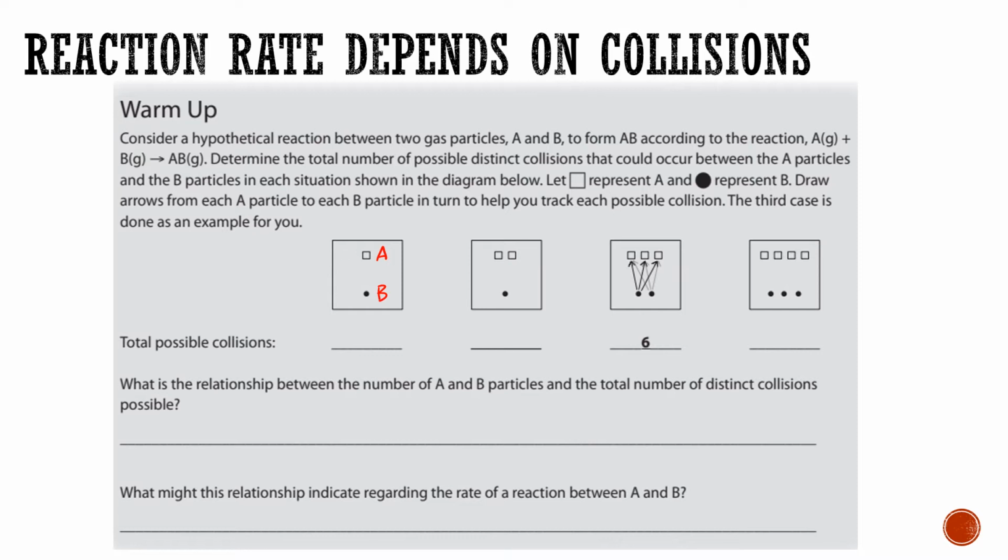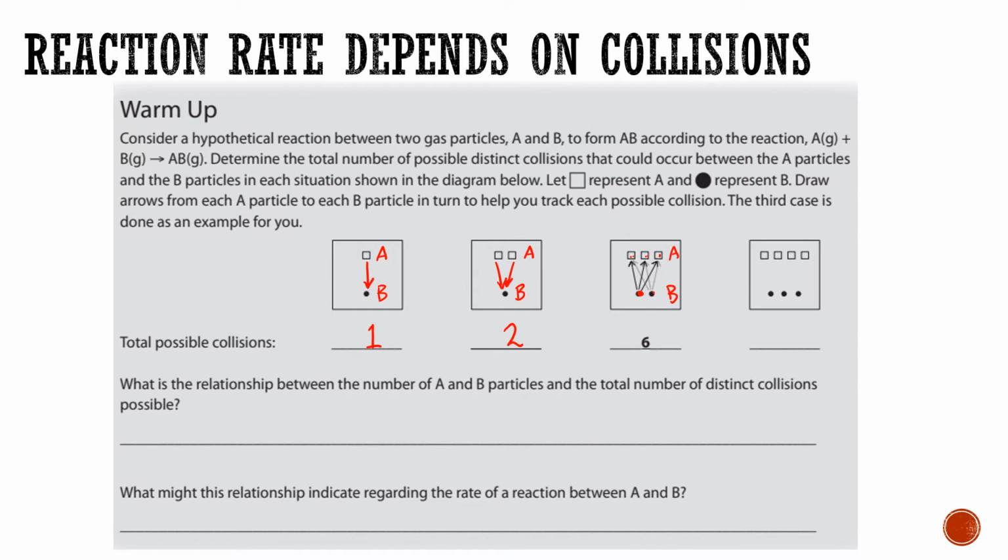So in this first example, A could hit B, and that's the only way they could form a collision, so we have 1 possible collision. With this one, we have 2 of A and 1 of B, and so either this particle could hit B or this particle could hit B, so we have 2 possible collisions. With the third scenario, we have 3 A's and 2 B's. So if you can see the arrows that have been drawn in there for you, this B down here could hit either A1, A2, or A3, and this B2 down here could hit A1, A2, A3. So there's a total possible collisions of 6.